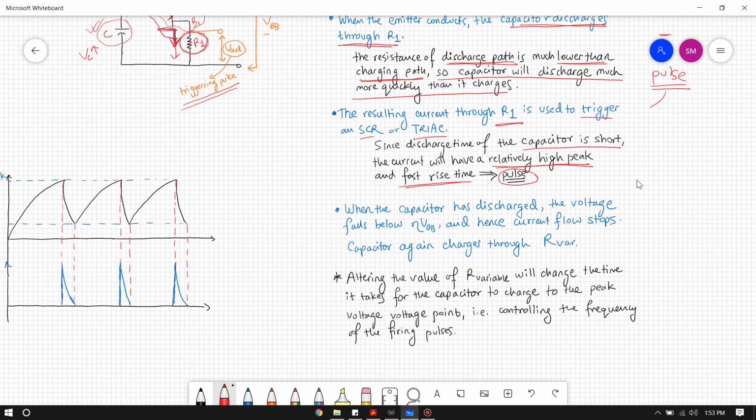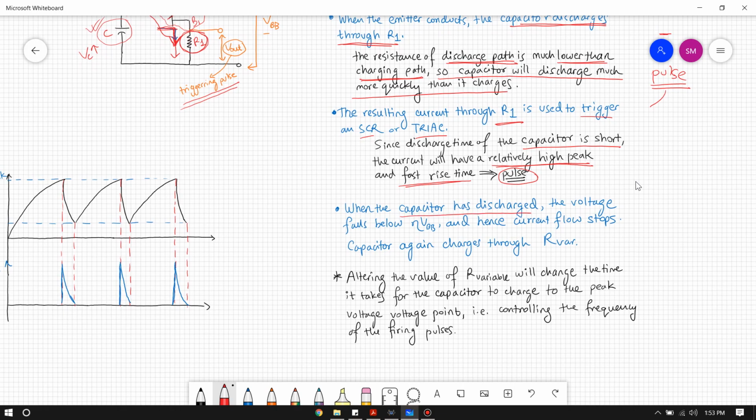Okay, so when the capacitor is discharging and the voltage falls below eta VBB, this is that point in our UJT where the current will stop flowing, right? So once the capacitor reaches this point, it begins charging again through the variable resistance. One thing you can keep in mind is that we can alter the value of the variable resistance. That will change the time it takes for the capacitor to charge, right? So if we control the time it takes for the capacitor to charge, we can control the frequency of the firing pulses. This will become clearer a bit later.